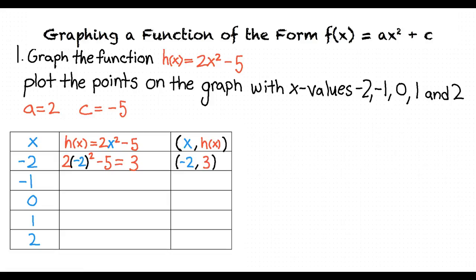Sure. This time, our value of x is -1. The first step is to substitute the value of x into our equation wherever x appears. Now that we have the value of x in the equation, we can solve the problem. First, we raise the x value to the power of 2, which gives us 1. We then multiply 1 by 2, which is the a value of our function, to give us 2. Now, we can add together 2 and our c value, which is -5, to give us a value of -3. This means that when x equals -1, h of x equals -3. So the next point on our graph will be -1, -3.